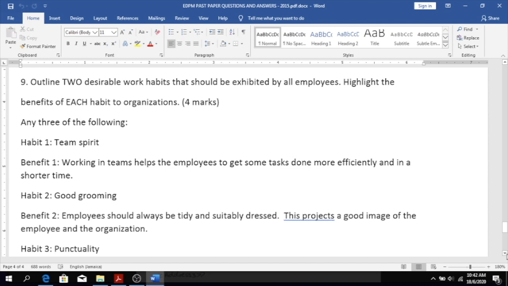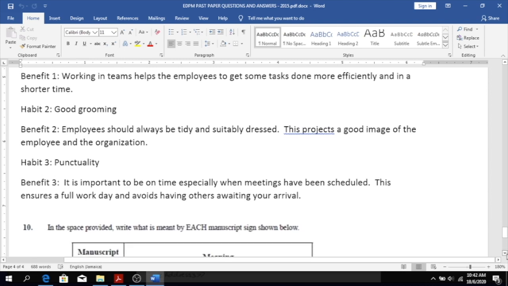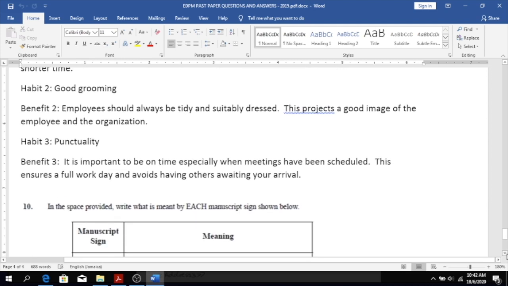Another habit is punctuality. And what's the benefit of being punctual? Yes, you get your work done on time. You cover more work in the due time, in your specified time of work. Right? No time to waste. So it is important to be on time, especially when meetings have been scheduled, and the meeting gets to finish on time as well. So this ensures a full work day and avoids having others wait for your arrival.